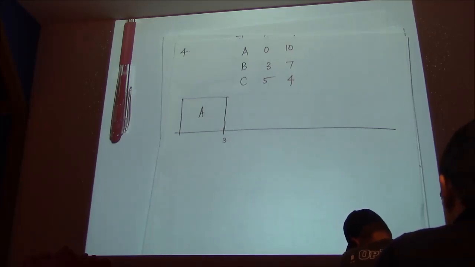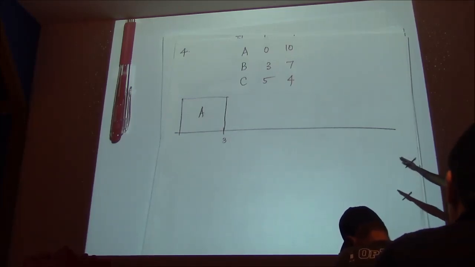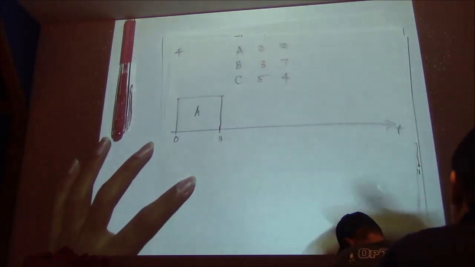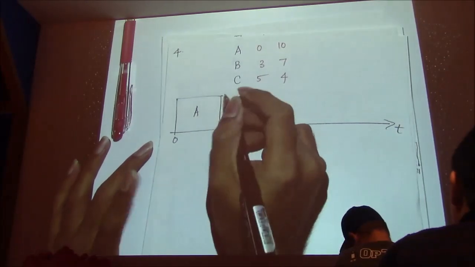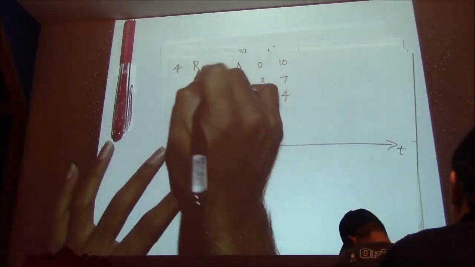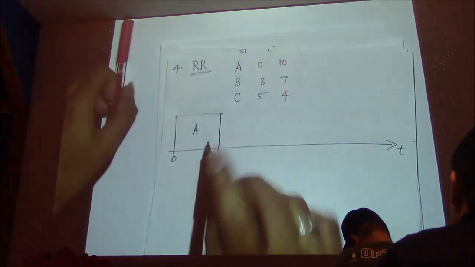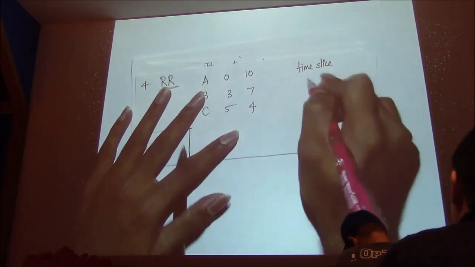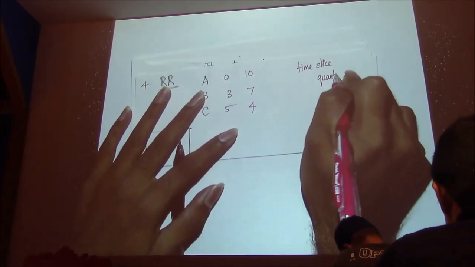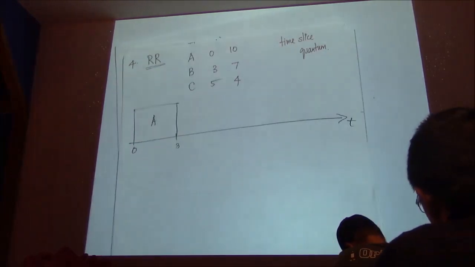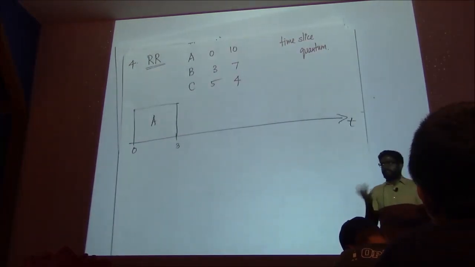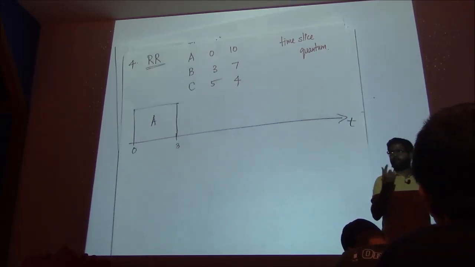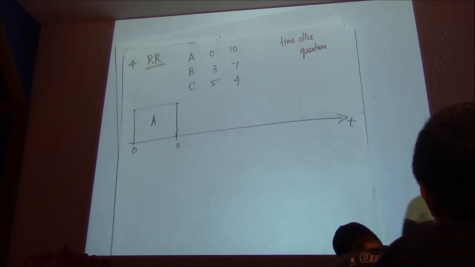A has run for 3 time units till now. And so now I have the option of scheduling another job, so I can just start scheduling B. But in round robin scheduling, we have something called the time slice or the time quantum. When there are multiple jobs present in the machine at the same time, how much time can we run each job on the CPU? That's called the time slice or the time quantum.